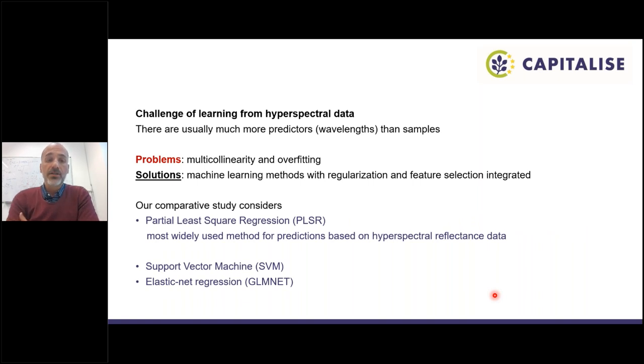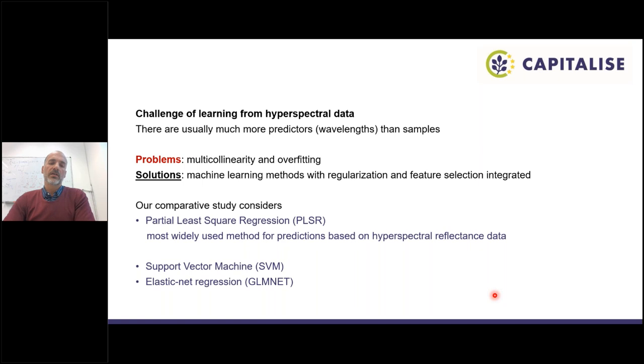So clearly there are challenges which are related to learning models from hyperspectral data. Clearly, we have many more predictors, in this case, reflectance at different wavelengths. Then we have samples, which are the measurements across the different genotypes. Many of these predictors show multicollinearity that is also related to overfitting of the models which we obtain. From data science, we know that one possible solution to the mentioned problems is to rely on machine learning methods that include techniques based on regularization as well as feature selection.